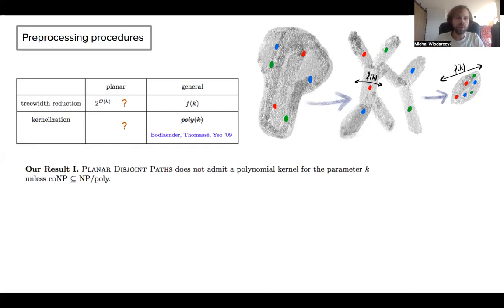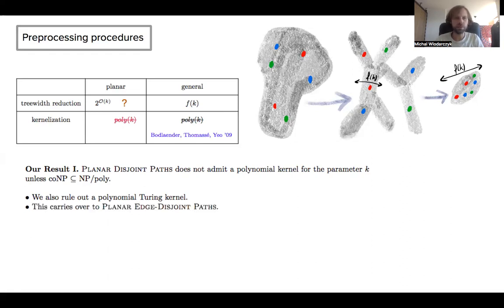So our first result is a resolution of this question mark. We show that planar disjoint paths doesn't admit a polynomial kernel under the standard complexity assumption. And for those of you working with kernelization, it might be of interest that we also rule out a weaker notion of polynomial two-ring kernel.